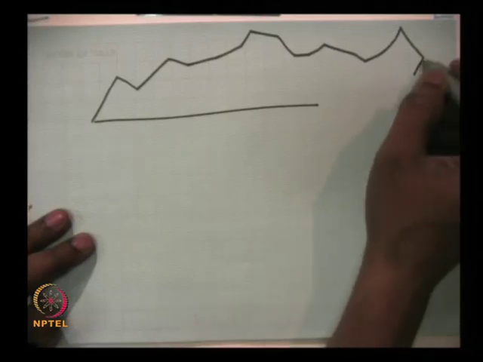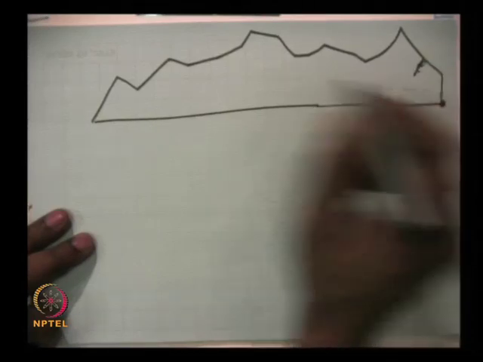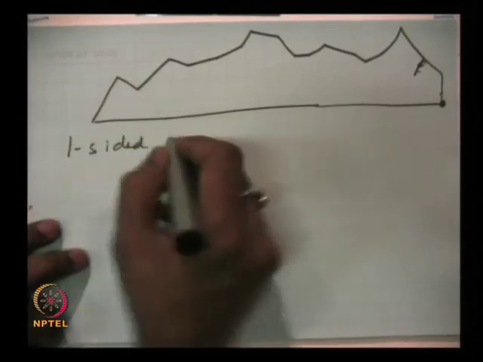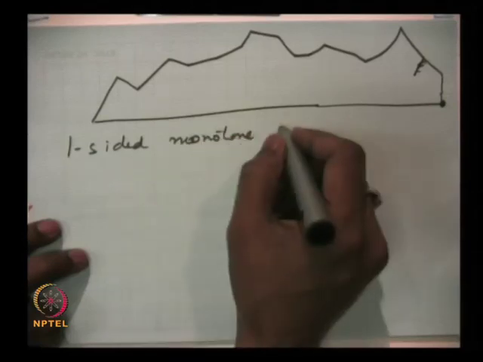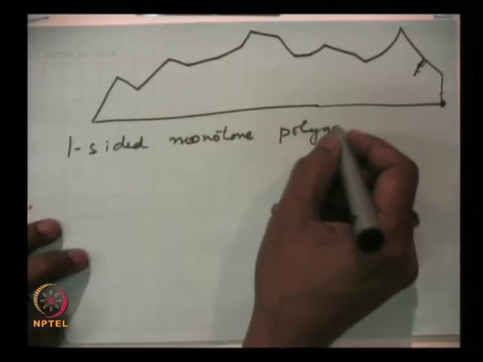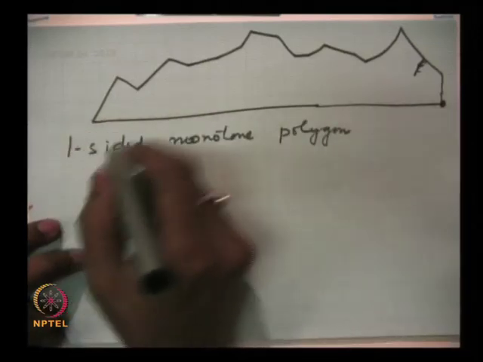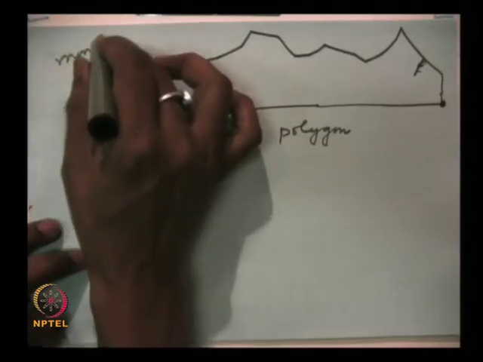So, it has to be a monotone chain. Okay. So, a one-sided monotone polygon. So, this is exactly one edge, okay, and this is a monotone chain, monotone with respect to the edge.